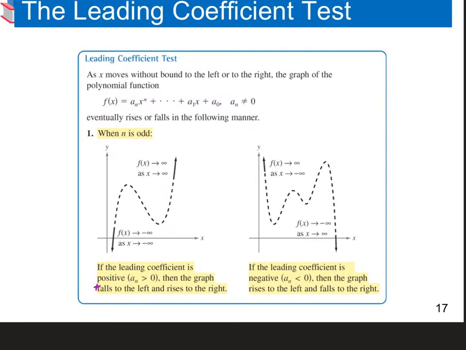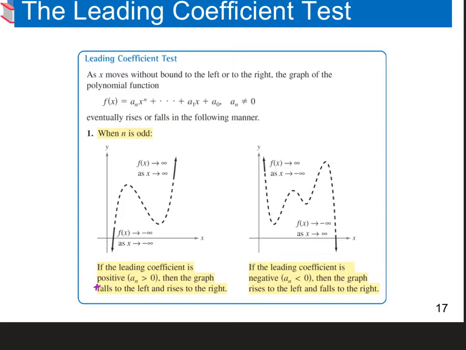All right, these next two slides are super, super important. It's talking about end behaviors of a graph. What's the graph doing at the end? Using the leading coefficient test. I'm going to give you examples of equations, and I'm going to say, tell me what the graph looks like at the end. What's the end behavior? And in a couple minutes, you'll be able to do that.